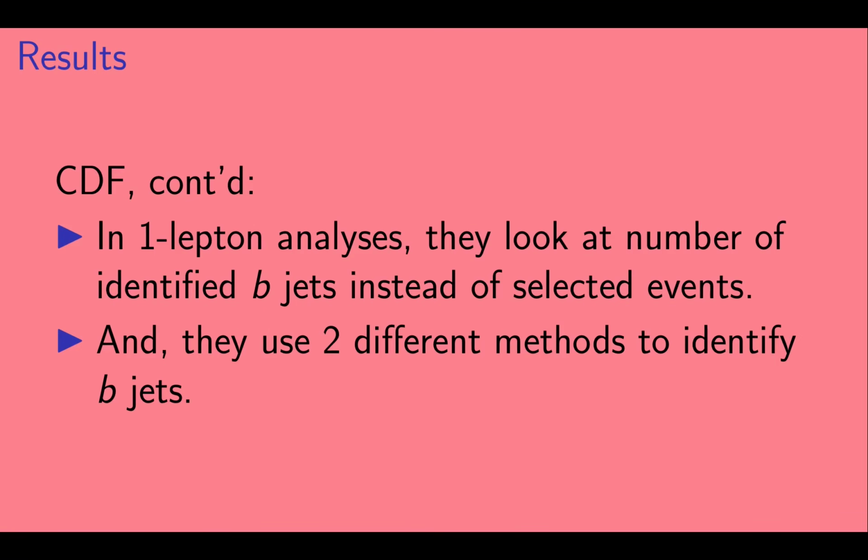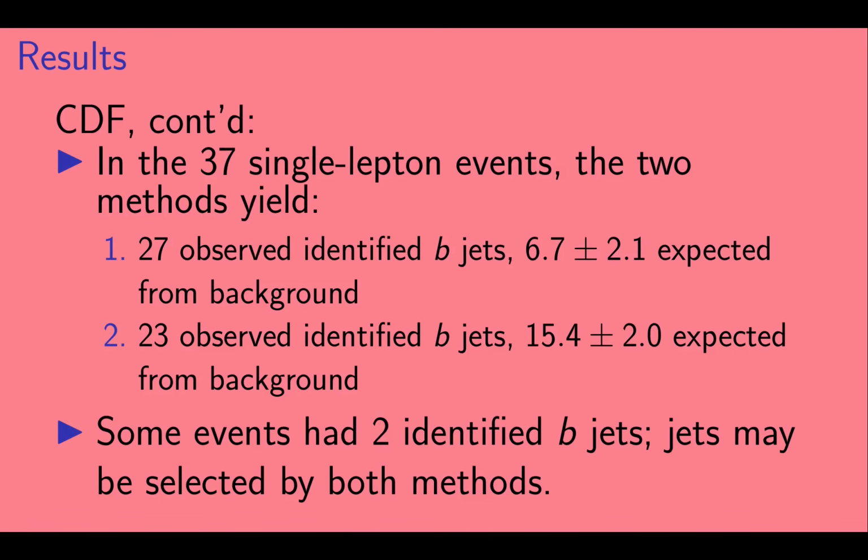In the 1 lepton analyses, they looked at the number of jets identified as B jets instead of the number of selected events. And they used 2 different methods to identify these B jets. In the 37 single lepton events that they select, the 2 methods yield 27 observed B jets with 6.7 plus or minus 2.1 expected from background, and 23 observed with 15.4 plus or minus 2 expected. Some events had 2 identified B jets, and jets may be selected from both methods.